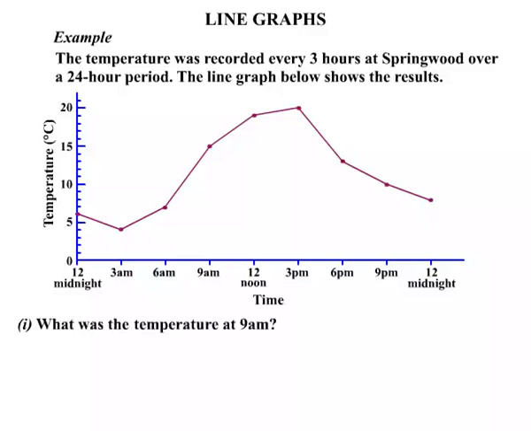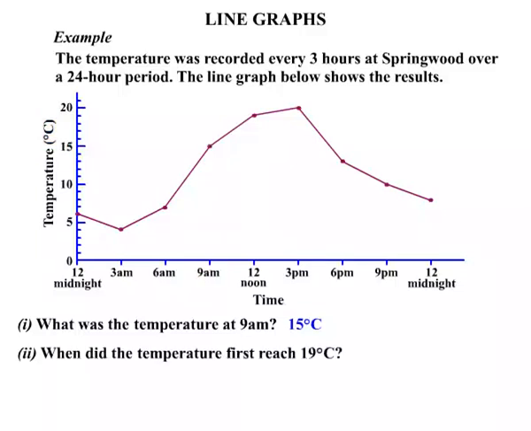Great, our first question, what was the temperature at 9 AM? So we look for 9 AM there. We go directly up to the line and then we move across. And we can see that hits the temperature at 15. It is degrees Celsius, so we make sure that we write the units, 15 degrees Celsius.